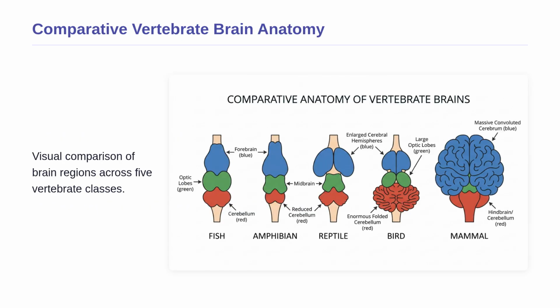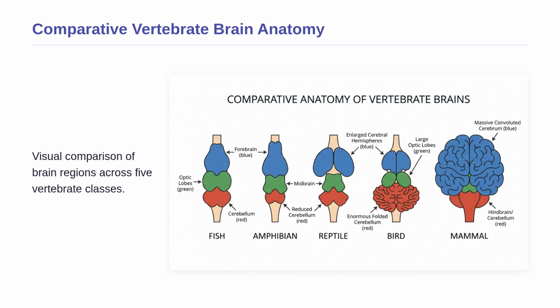To truly appreciate these evolutionary shifts, let us look at this comparative diagram. Here, we see the brains of a fish, amphibian, reptile, bird, and mammal side by side. Notice the color coding. The forebrain is blue, the midbrain is green, and the hindbrain, or cerebellum, is red. Look at the fish on the far left. The green optic lobes and red cerebellum are prominent.